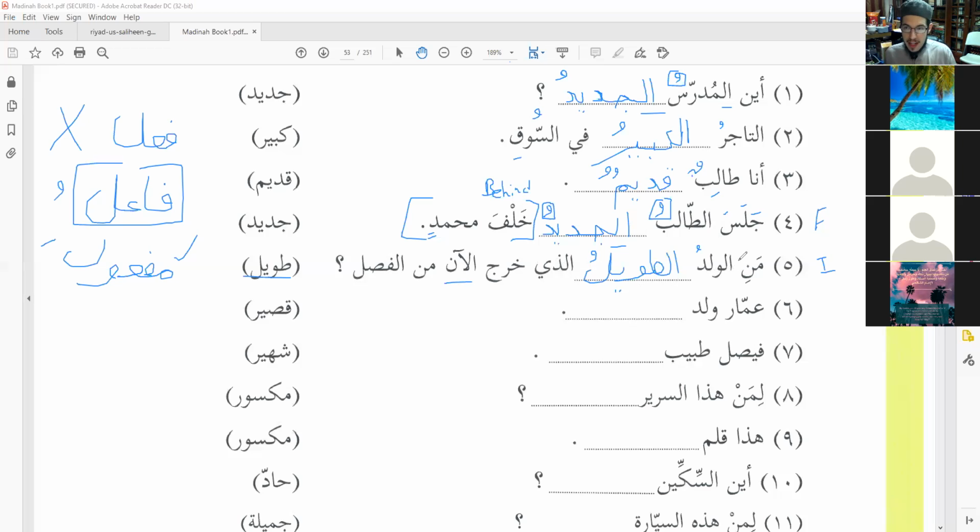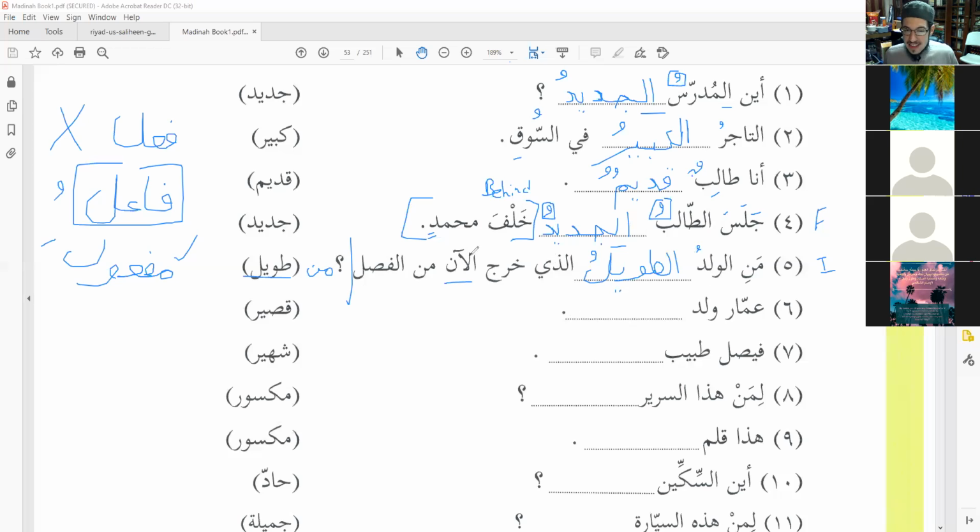So if we're breaking this down, okay, this is a jumla ismiya. Where does the mubtada end? Remember that if we have a question, how do we find out the answer? We have to straighten it out into a statement. So if this were a statement, it would be al-walad al-tawilu alladhi kharaja al-ana min al-fasli man. So you're mostly right, but the khabar is simply man. And all of this is the mubtada. Oh, all of this is the mubtada? All of that is the mubtada.